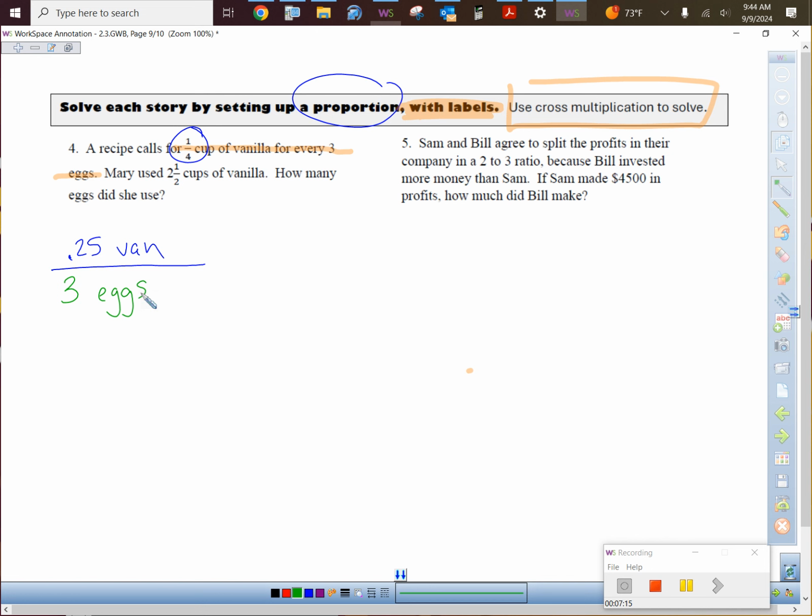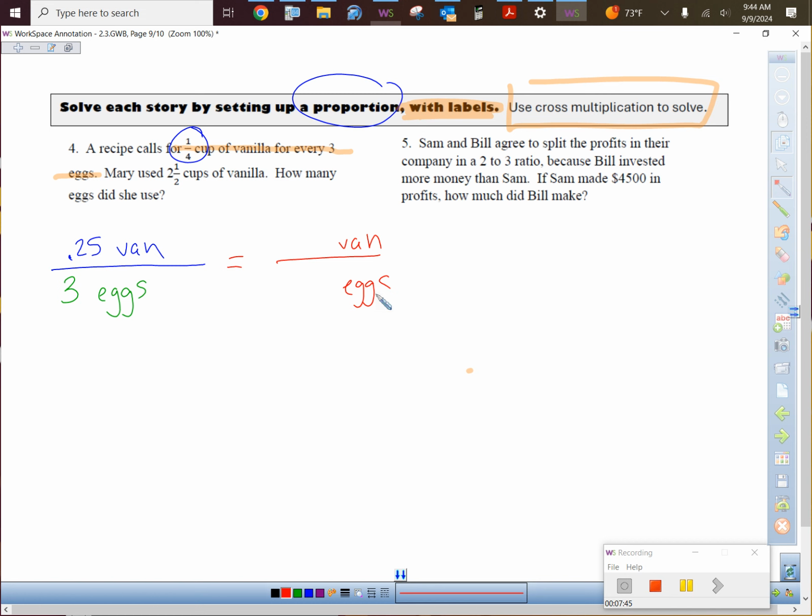What a proportion is, it's 2 fractions equal to each other. Right? 2 fractions equal to each other. So put an equal sign in the middle, and here's the rule to make things, here's a cool word, proportional. For a proportion to work, if the first fraction is vanilla over eggs, the second fraction has to be vanilla over eggs to keep this thing nice and proportional. So I'm going to put the labels before I even get started. That keeps us nice and mathematically all good.